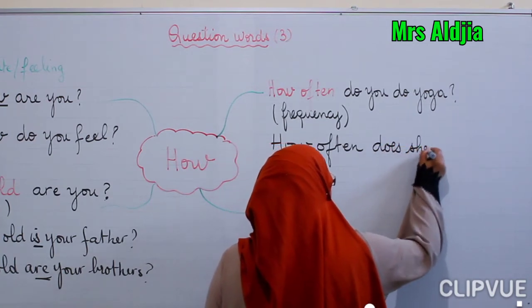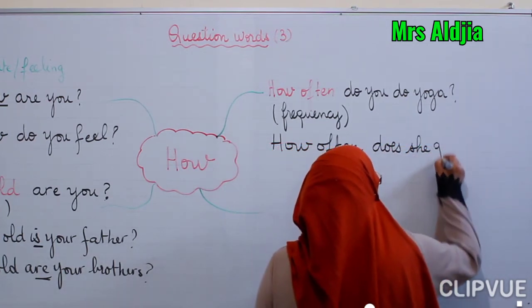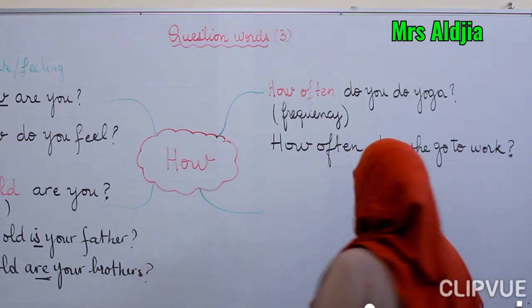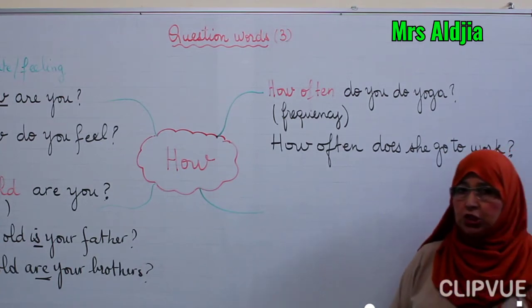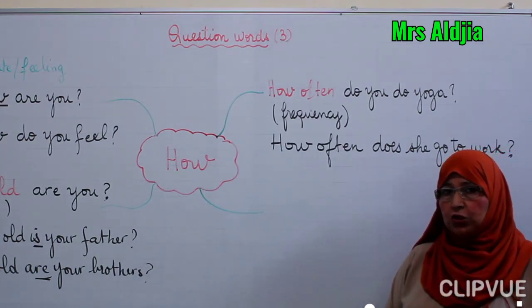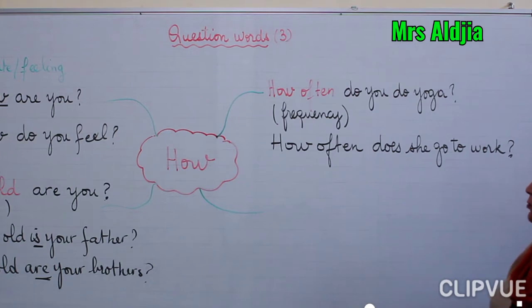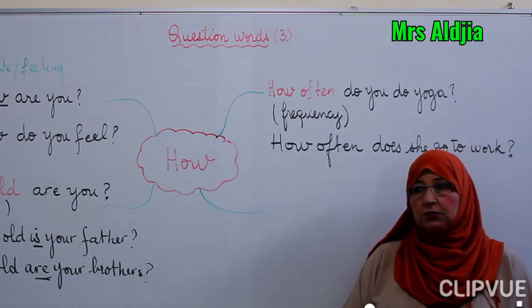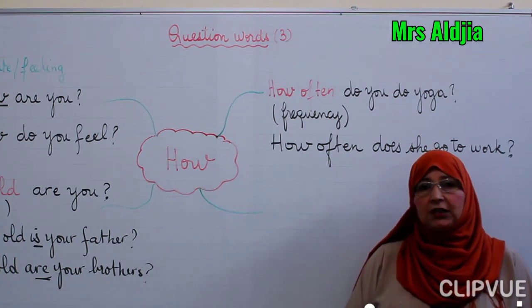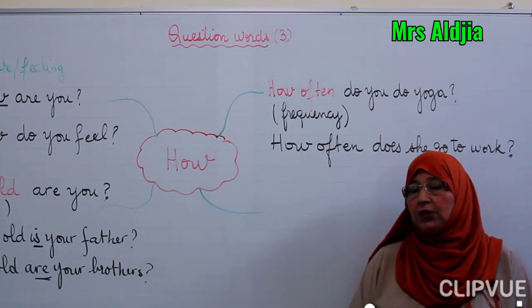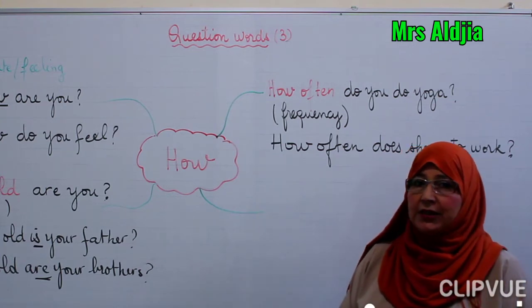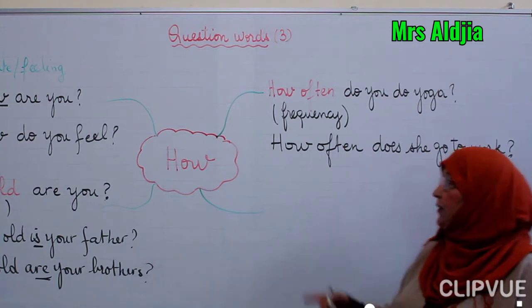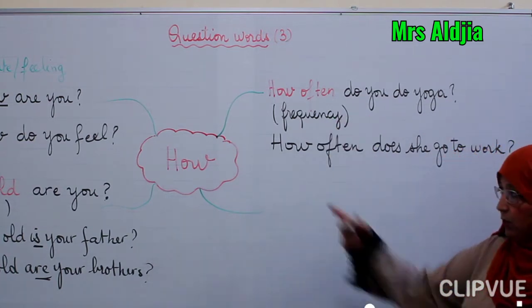For example, how often does she go to work? She always goes to work. We can say, for example, how often do you stay up late at night? I never stay up late at night. It's not healthy. I always sleep at 9 o'clock, for example. Okay, this is about how often, about frequency.